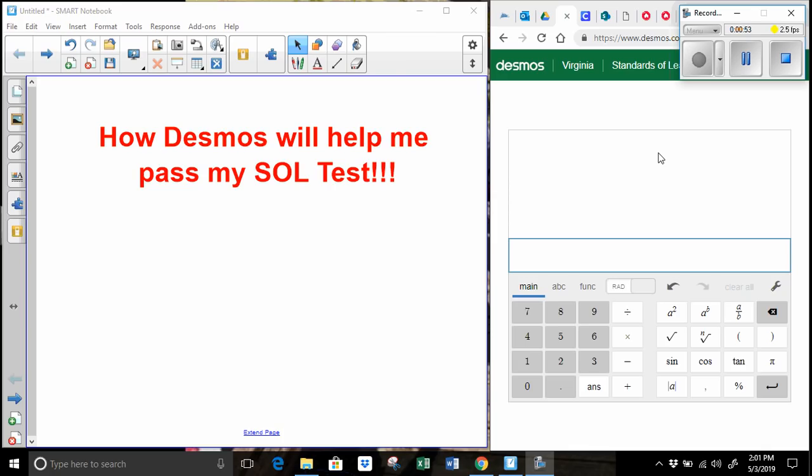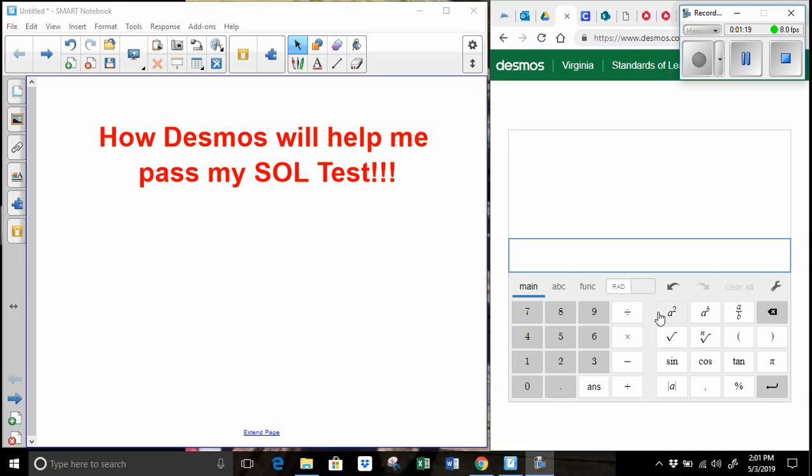So just kind of looking at the Desmos calculator here, we're focusing only on the main section. So don't worry about the ABC or the function section. We're always going to worry about the main section. On the left, we have our keypad. We've got all the different numbers, including a decimal. We've got our 4 functions here, our operations. We've got our division, multiplication, subtraction, and addition. And we have an answer button.